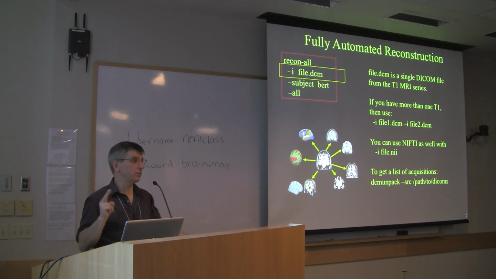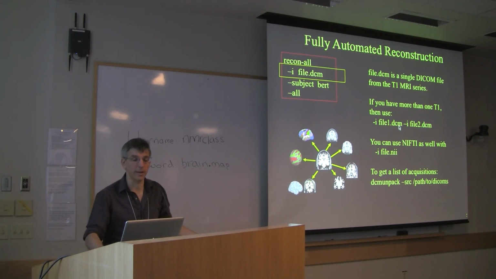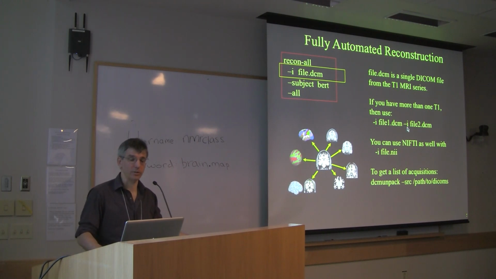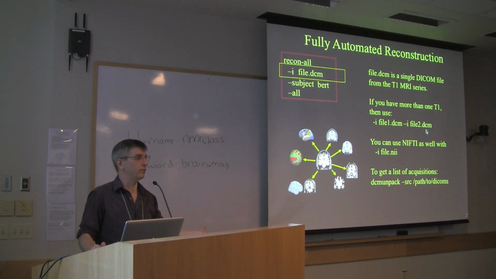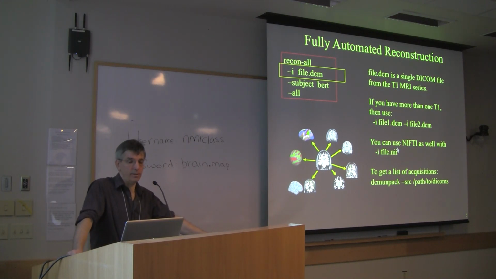If you happen to have two series, so if you've collected, say, two MPRAGEs, two T1 weighted images, you can give it a -i and give it a file1.dcm, which would be a file from the first DICOM series, and -i file2.dcm, which is a file from the second DICOM series. And it'll go off and it will find all of those, and it will convert it into a format more amenable to analysis. You can also use NIfTI as input as well as several other different formats.